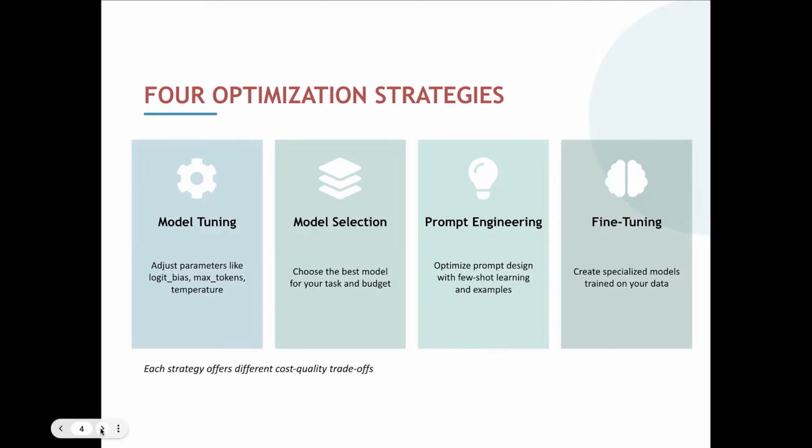And finally, fine-tuning. This is the most involved approach. Instead of just prompting the model, we actually train it further on a small task-specific dataset. This allows the model to specialize and often achieve higher accuracy, but this comes with an additional upfront cost and complexity. So overall, each of these methods gives us a different way to balance cost and performance.